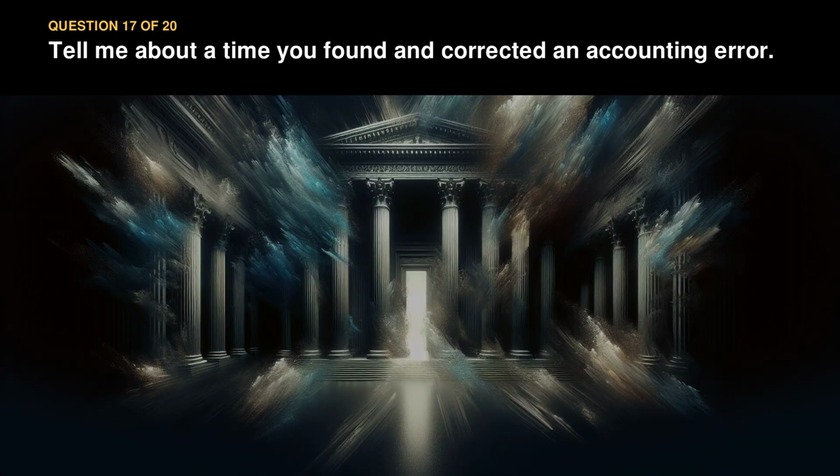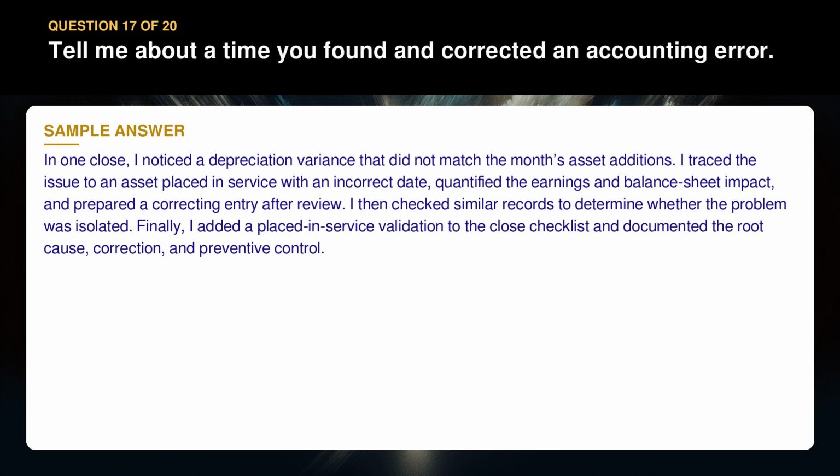Question 17. Tell me about a time you found and corrected an accounting error. In one close, I noticed a depreciation variance that did not match the month's asset additions. I traced the issue to an asset placed in service with an incorrect date, quantified the earnings and balance sheet impact, and prepared a correcting entry after review. I then checked similar records to determine whether the problem was isolated.